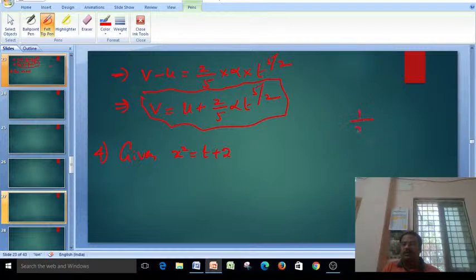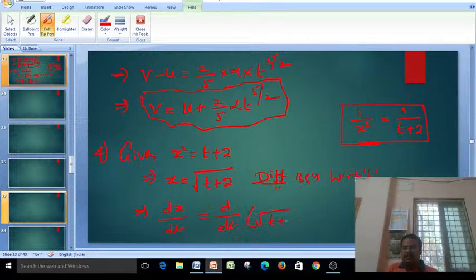When you take the reciprocal, 1 by x square is equal to 1 divided by t plus 2. So keep like this equation. So x is equal to, when you take the square and transpose, you will get the square root there. x is equal to square root of t plus 2 here. Now differentiate both sides with respect to t. dx divided by dt is equal to d by dt of square root of t plus 2.